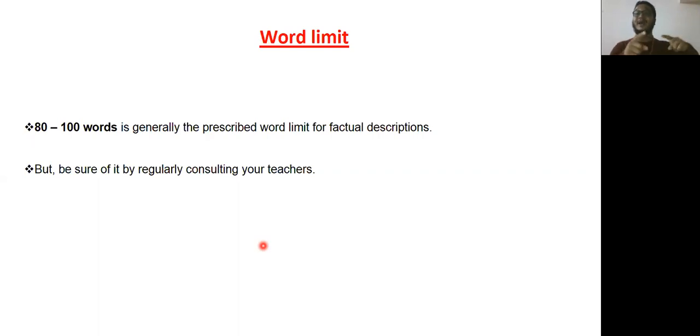I'm not saying 80 to 100, I'm asking for at least 100 words. You may write 5 or 10 more, or near about 100. Getting my point? So no more confusion in word limits. Students, if there's any confusion, write it down and I'll tell you. I hope there's no confusion in word limits.